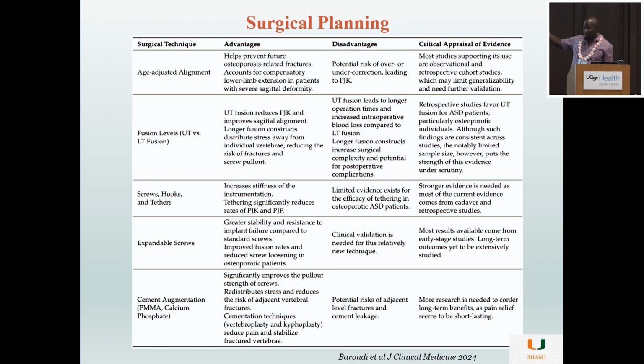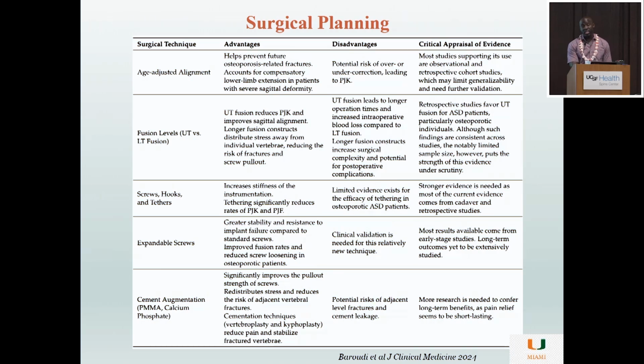These are different things you can use to determine how to adjust treatment for this particular patient to reduce the risk of failure because of the osteoporosis. We've talked about age-adjusted alignment parameters, especially as we discuss mechanical failure, including PJK, which is a hot topic, or DJK if you're not fusing down to the pelvis. Fusion levels: do you stop within the upper thoracic spine or lower thoracic spine?